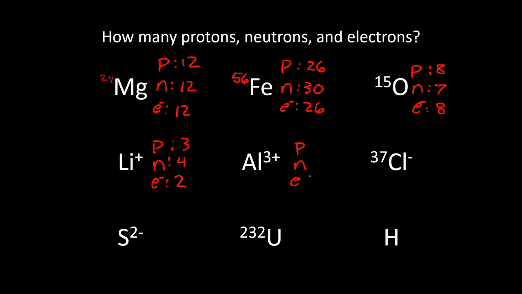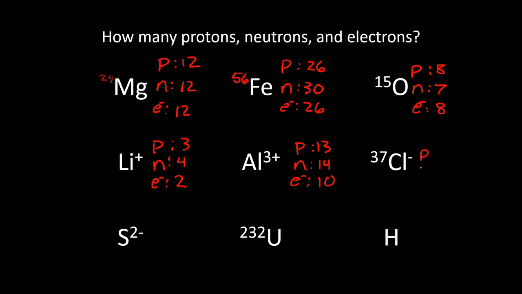Aluminum 3+, kind of similar. No mass number given, but if we check the periodic table, aluminum is element number 13. It's closest to a mass number of 27, which would give us 14 for the number of neutrons. And then the number of electrons would be 10, because we have 3 more protons than electrons, hence the +3 charge.